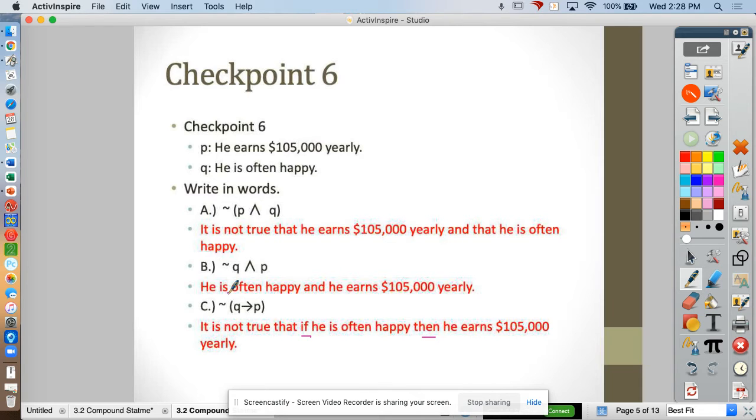I am so sorry. I'm going to have to fix that. He is not. Oh, look, we're having to use that caret as an English sentence part. Okay, he is not often happy. Negate the Q, and he earns $105,000 yearly.